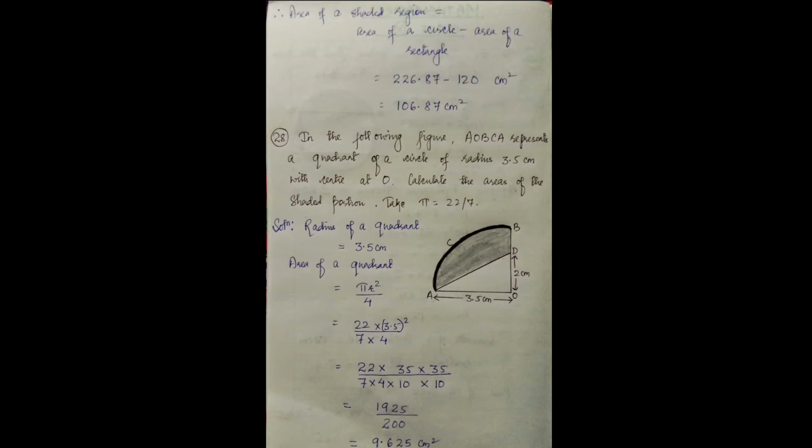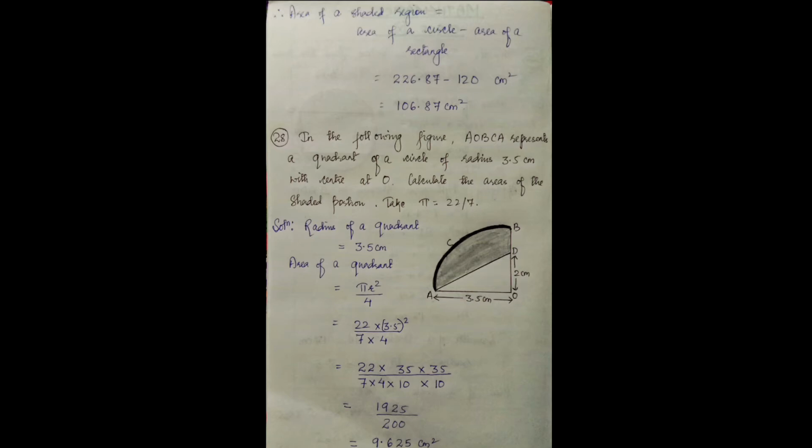Now question number 28 is: in the following figure AOBCA represents a quadrant. See, this is a quadrant, right? This is 1/4 of a circle, and the radius of this quadrant is given here as 3.5 centimeter, and its center is O. You have to calculate the area of the shaded region. If you see this diagram properly, here is one quadrant, and inside the quadrant there is a triangle. From the area of the quadrant, if we subtract this triangle, we will get the area of this shaded region. So we will find the area of the quadrant.